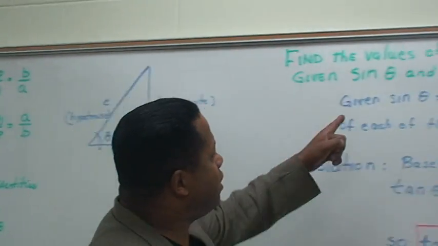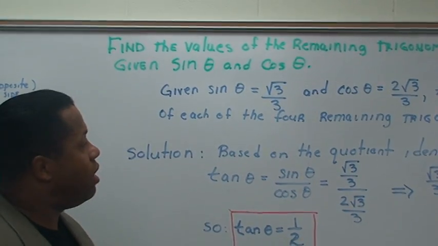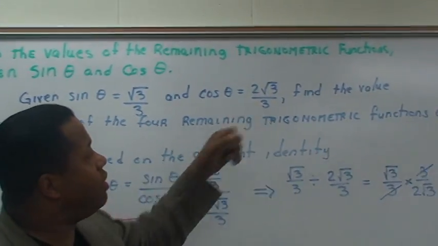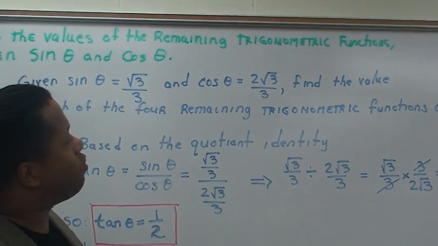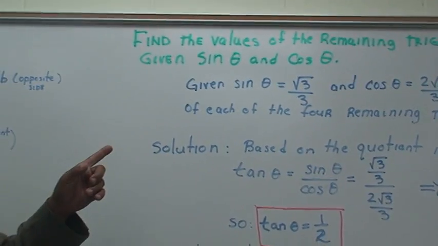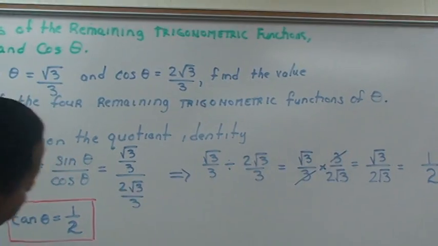Now, let's look at a problem. Given sine theta is equal to the square root of 3 divided by 3, and cosine theta equal to 2 times the square root of 3 over 3, we want to find the value of each of the 4 remaining trigonometric functions of theta.